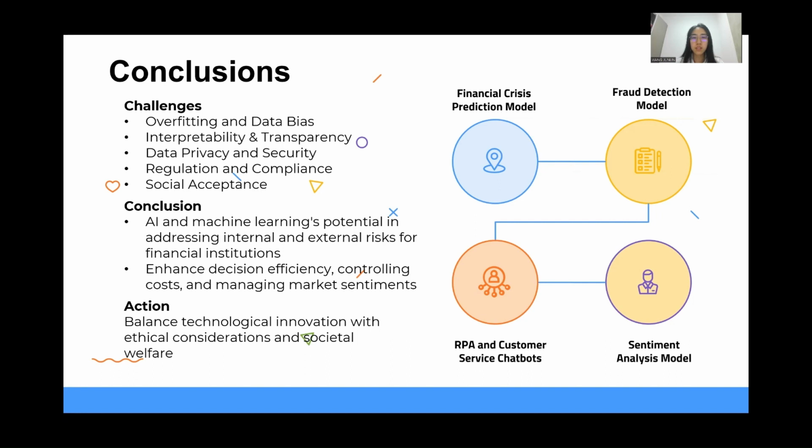And the last one is sentiment analysis model. We analyzed real-time sentiment trends in financial news headlines to gauge market sentiment. Although the model's generalization capability requires improvement, it showcased the potential of sentiment analysis in guiding investment decisions. These results underscore AI and machine learning's potential in addressing internal and external risks for financial institutions, enhancing decision efficiency, controlling cost, and managing market sentiments.